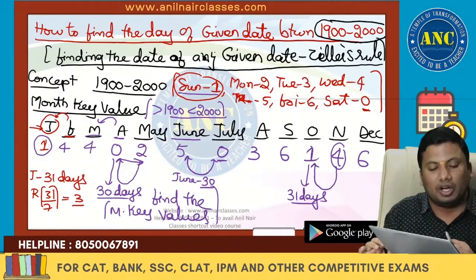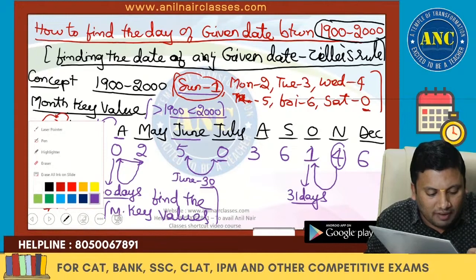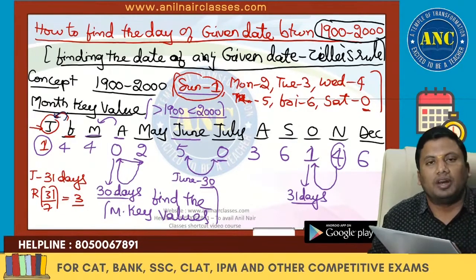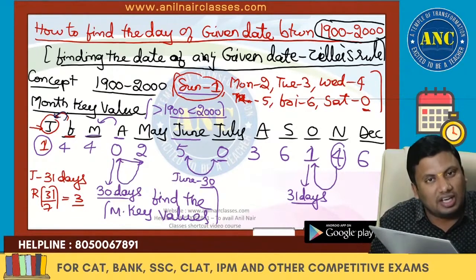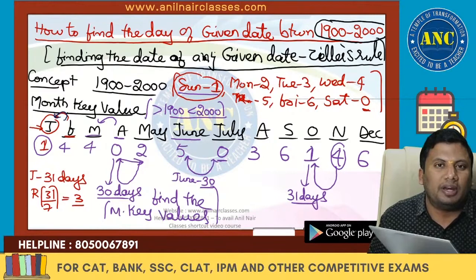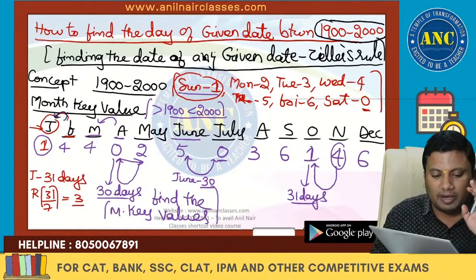Extremely important logic. Last and final time I am explaining. I want the month key value of February. Go to the previous month, January. January contains 31 days. 7 4s are 28. How many extra days are there? 3 days. 3 plus 1 is nothing but 4. I hope it is clear.